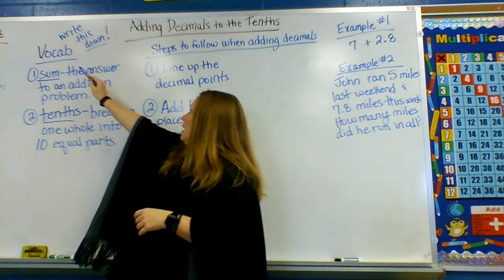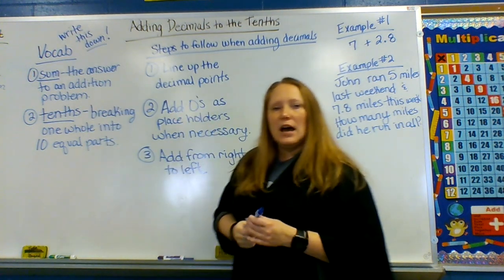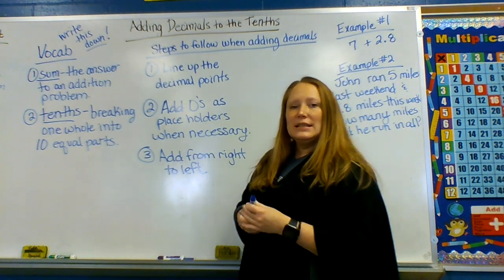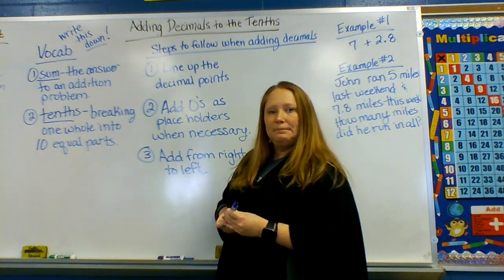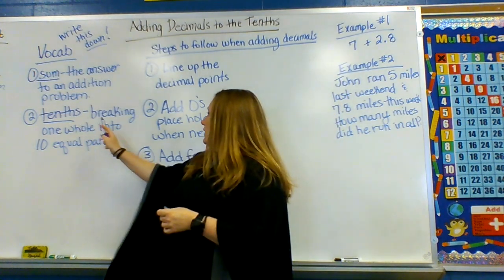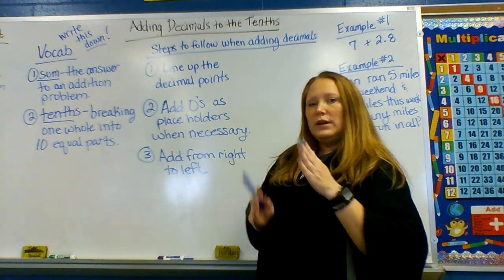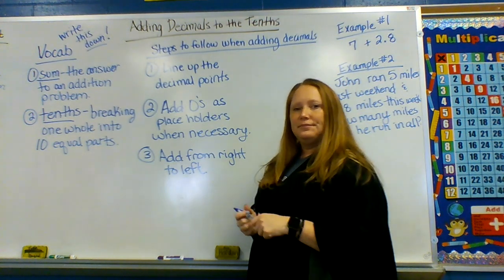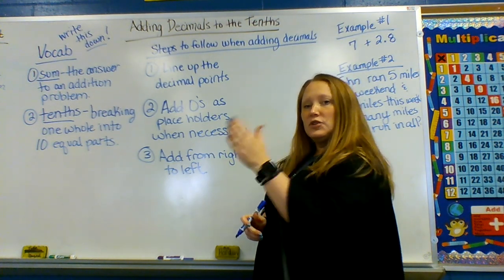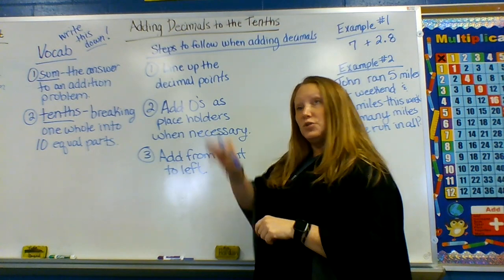Vocab word number 1 is the sum. What does the sum mean? That is the answer to an addition problem. Number 2, tenths. This is when you break one whole into 10 equal parts. And that's normally the first place after the decimal, to the right of the decimal.